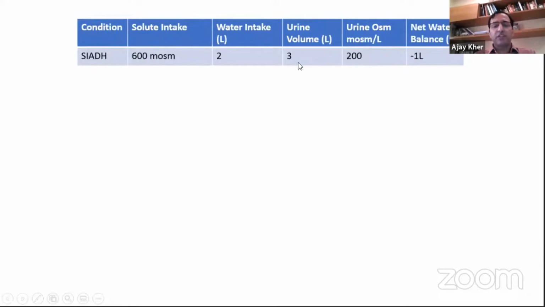So then they will excrete 3 liters. If they started with hyponatremia, they'll get better because water intake is only 2 liters, and so they have a negative balance of 1 liter. The extra water is coming out, and the hyponatremia will get better.